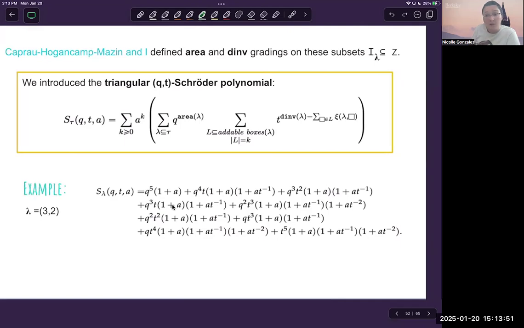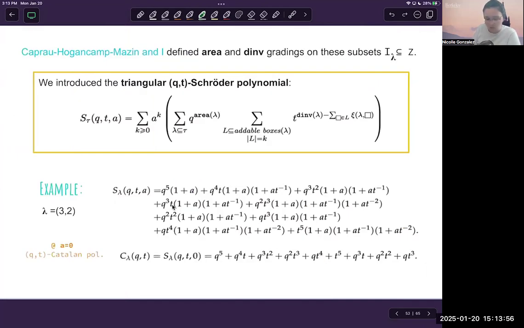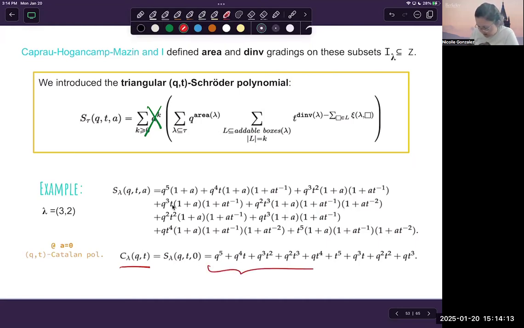At least certainly more complicated than the QT Catalan guys. So that said, something that you do get, it actually follows from the definition, even if it's not obvious, is that when you plug in A equals 0, so you kill this parameter, what you get is actually the QT Catalan polynomial back. So you do end up with something that is symmetric in Q and T, and something that you recognize already when you just kill the A variable. So this is, again, a new polynomial that we defined that generalizes these previously already studied QT Catalan polynomials.